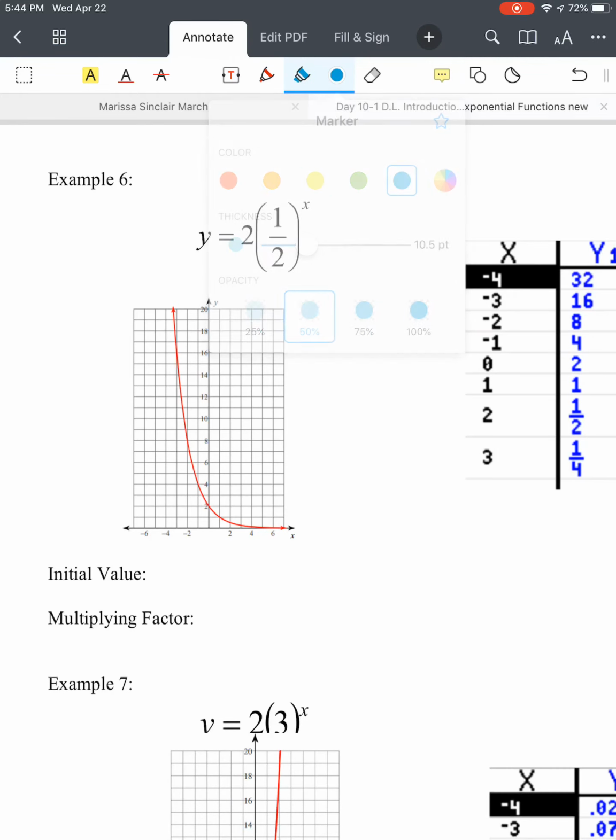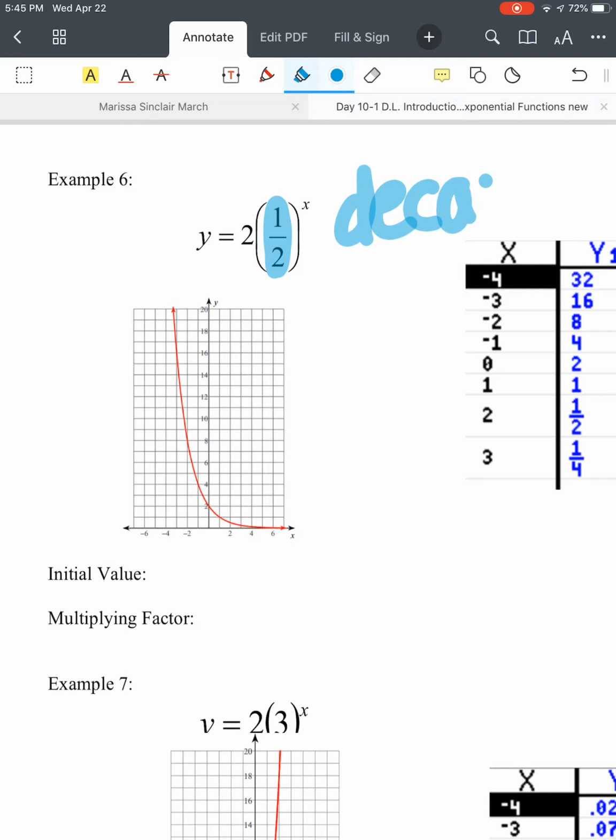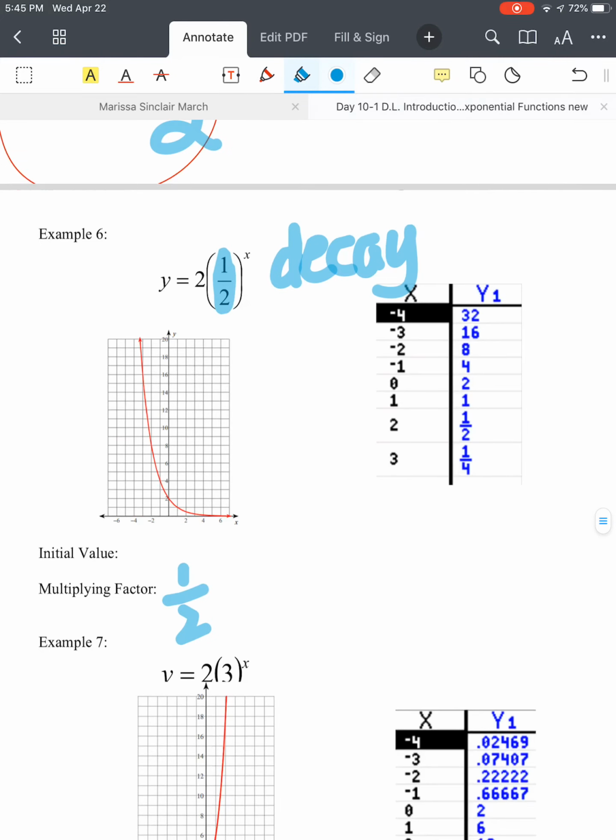Okay, so in 6, it is decay. The multiplying factor is less than 1. It's 1/2. 1/2 is less than 1. I can look at my y values. They are going down, so that's decay. And my graph looks like a decay graph, so I know that it's decay. My initial value, again, that's the same thing as your y-intercept, is 2. So we usually write that as y equals 2.